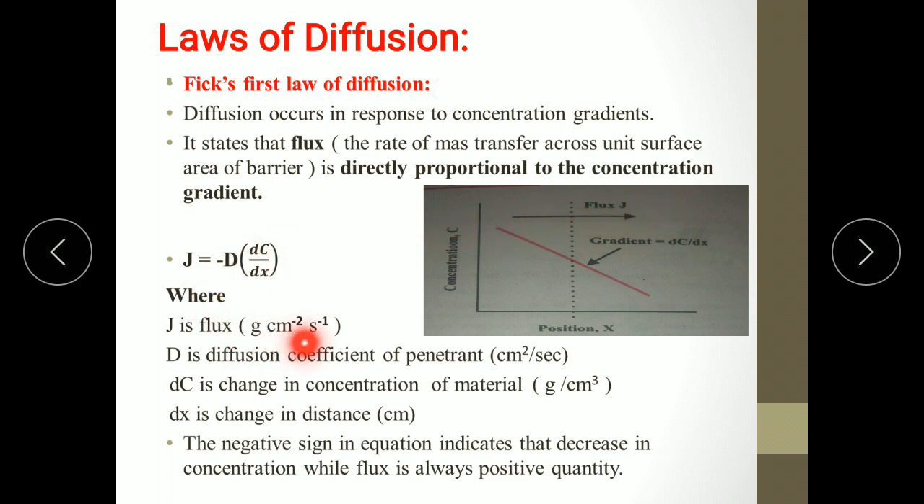Now this is expressed by the equation J equals minus D into dC divided by dx, where J is the flux, D is the diffusion coefficient, dC is the change in concentration of material, and dx is the change in distance. Now the negative sign here indicates the decrease in concentration, while flux always remains a positive quantity.